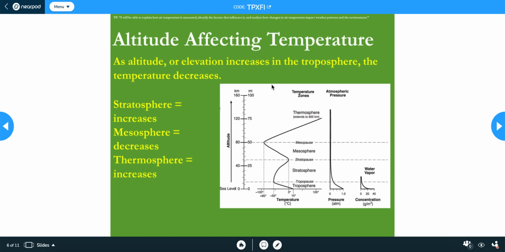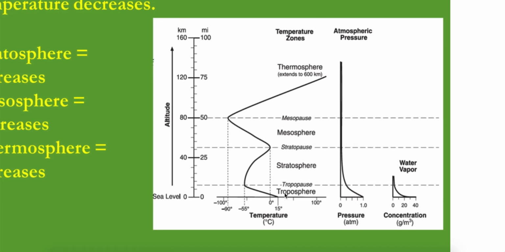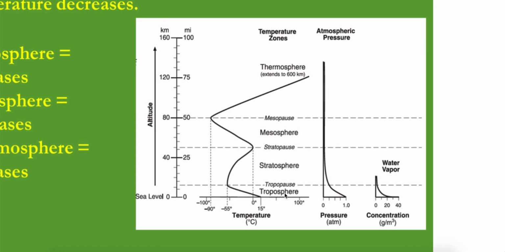All right, one more important thing before I roll into density. As altitude or elevation increases in the troposphere, the temperature decreases. Now, this was a picture from the old reference table of last year. So we have 4 layers of the atmosphere. We have the troposphere, which is going to be at sea level. That is where we function. That's the air that we breathe. When you fly from one destination to another, you're probably flying strictly in the troposphere.